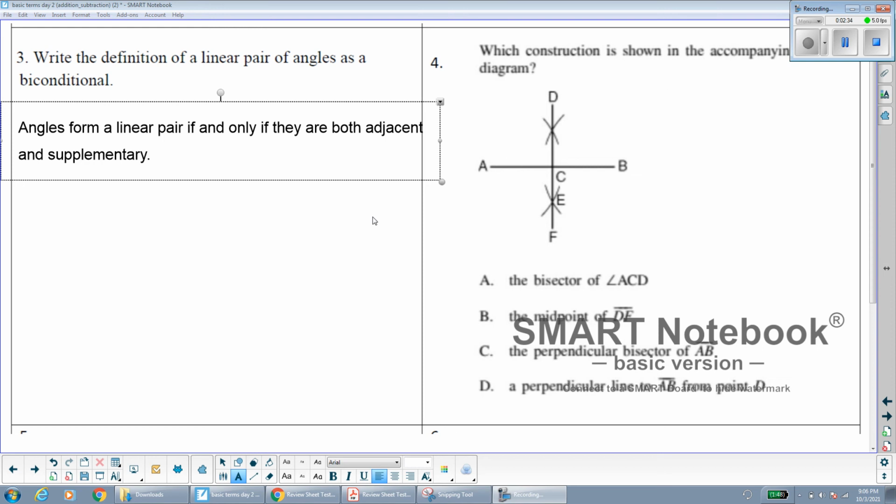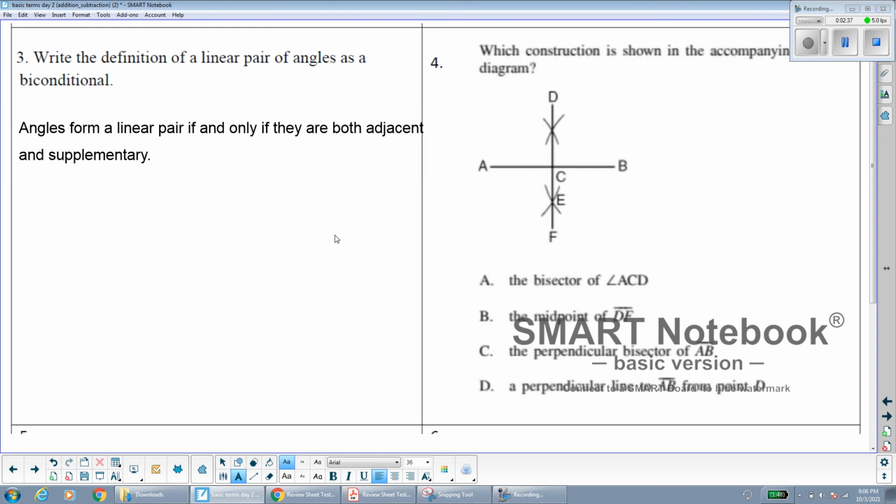Number 3 is asking us to write the definition of a linear pair of angles as a biconditional. So remember, biconditionals use the words if and only if. So here I have the definition of a linear pair of angles. Angles form a linear pair if and only if they are both adjacent and supplementary. Just make sure in your response you have adjacent and supplementary to make a linear pair.